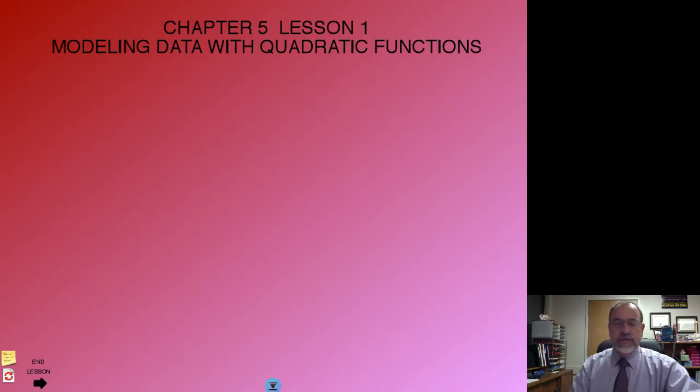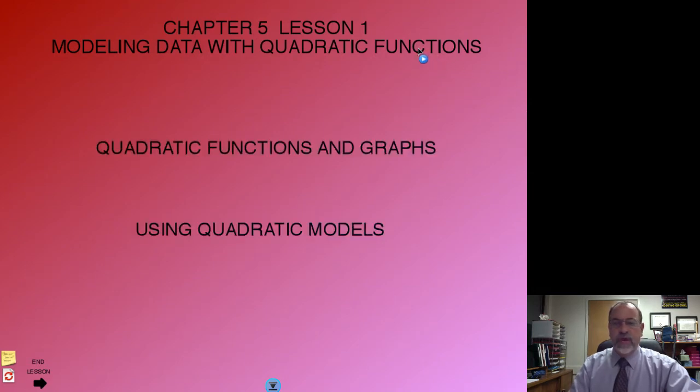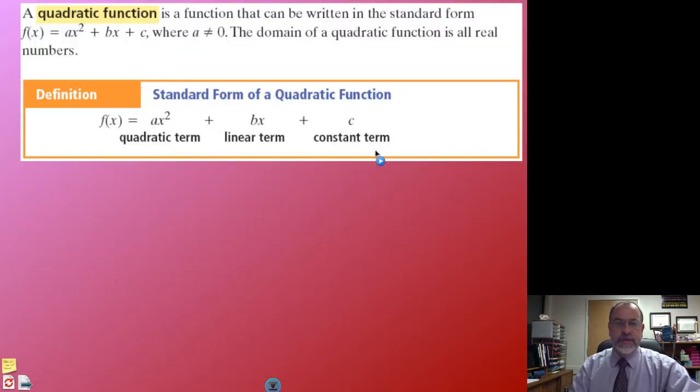we'll take a look at some different things that we can do with the graph as far as solving for the x-intercepts and the zeros and those types of things. So we'll take a look at the graphs to begin with, so let's go ahead and do that. First of all, let's look at the equation.